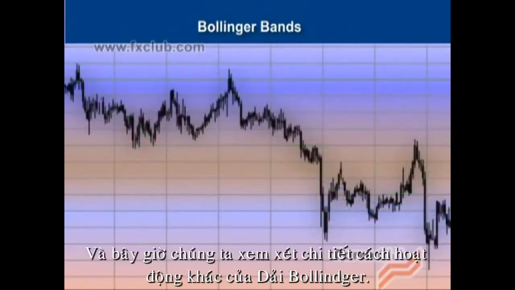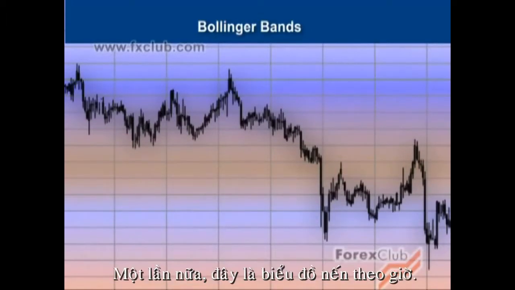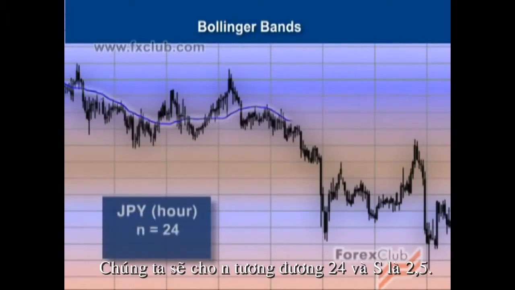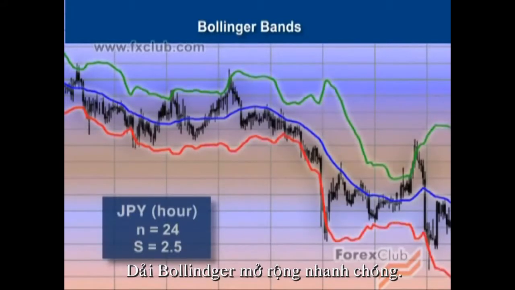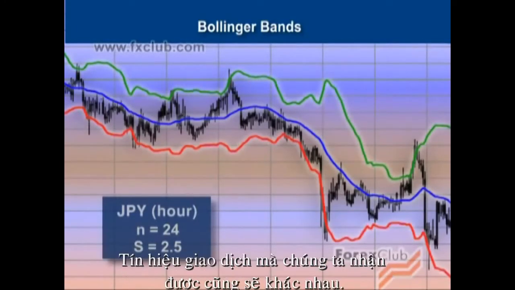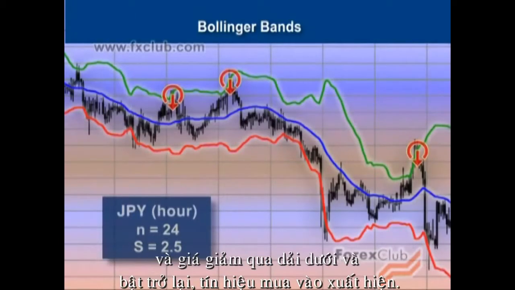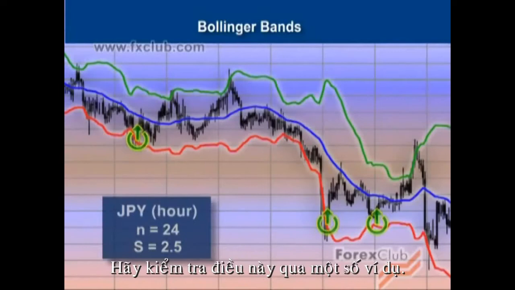And now let's examine the other working approach for Bollinger Bands. Here are our hourly candlesticks once again. We'll make N equal to 24 and S is at 2.5. The Bollinger range has widened sharply. Our trading signals will also be different. When the price makes an upper line breakout and then drops down again, it's a sell signal. And vice versa. When the price breaks the lower line and comes back into the Bollinger range, a buy signal occurs. Let's check through a few examples.